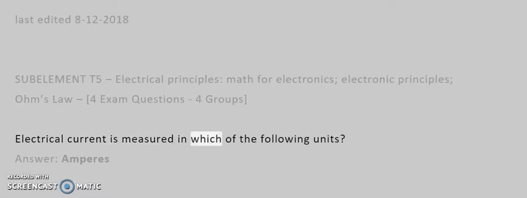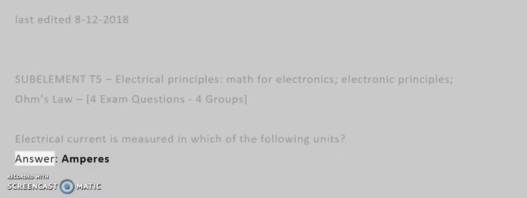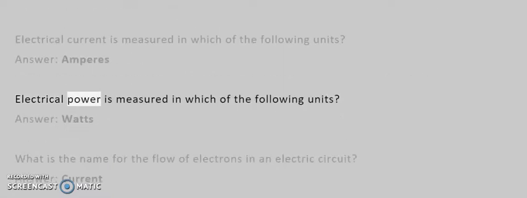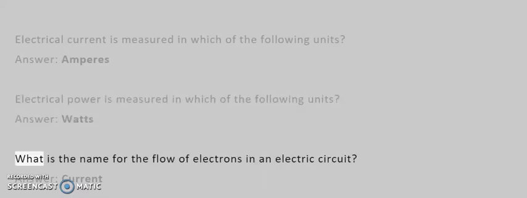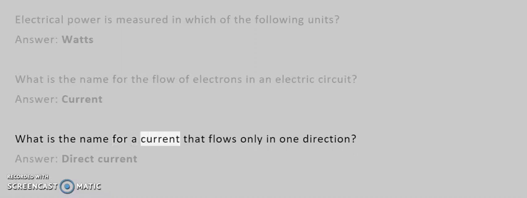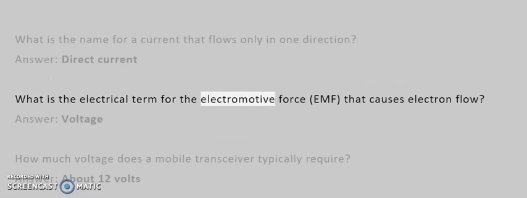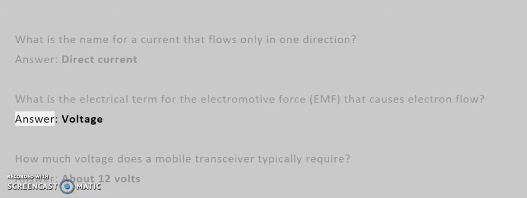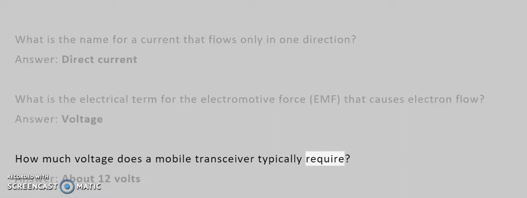Electrical current is measured in which of the following units? Answer, amperes. Electrical power is measured in which of the following units? Answer, watts. What is the name for the flow of electrons in an electric circuit? Answer, current. What is the name for a current that flows only in one direction? Answer, direct current. What is the electrical term for the electromotive force, EMF, that causes electron flow? Answer, voltage. How much voltage does a mobile transceiver typically require?